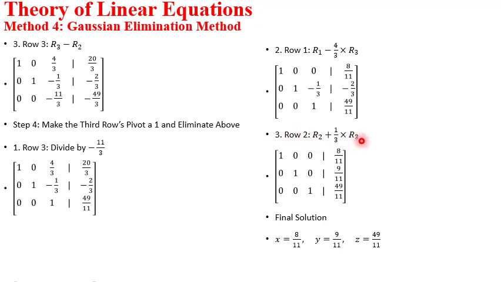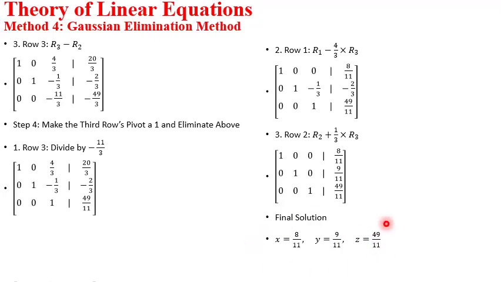So performing this row operation on row 2 using row 3 gives us 0 at this point and 9 all over 11 at this point. So what we then have at the end of the day is a situation where the value of x is equal to 8 all over 11, the value of y is equal to 9 all over 11, and the value of z is equal to 49 all over 11.